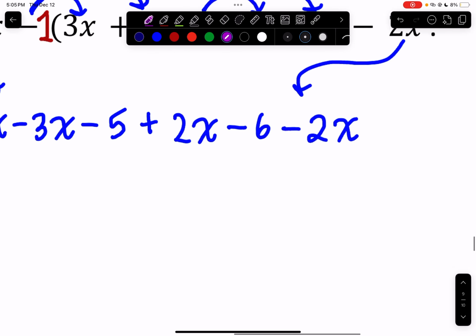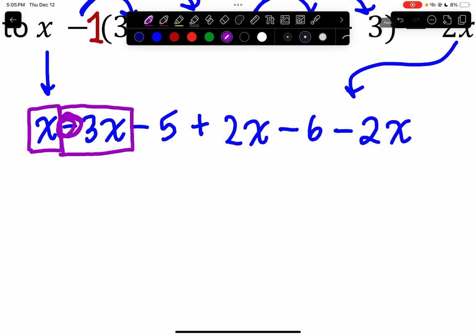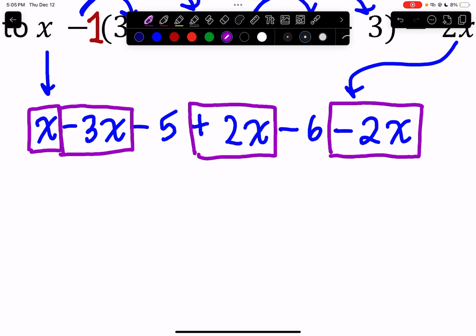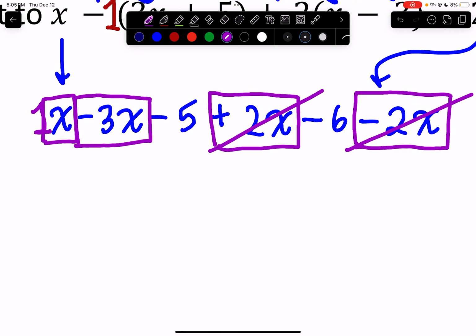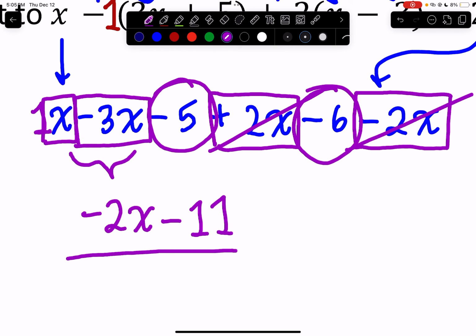All right, let's see. I see an x. I see a negative 3x. Remember to include that negative. And then I see a positive 2x and a negative 2x. So I basically have 1 minus 3 plus 2 minus 2. I know that these cancel each other out. So really, I just got negative 2x from right here. And then negative 5 and negative 6 combine to make negative 11. So boom, I am done.